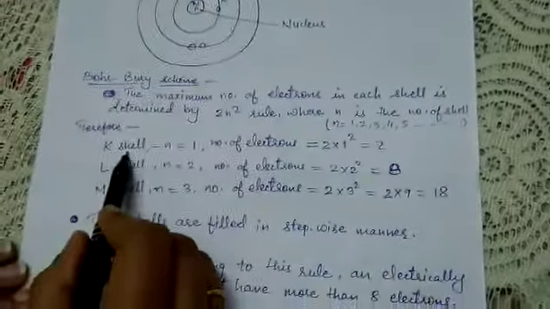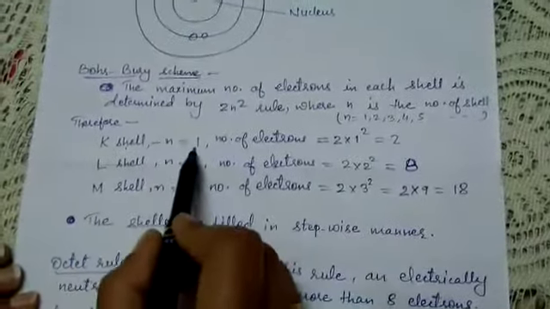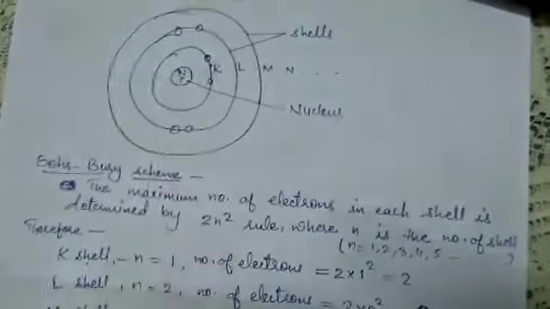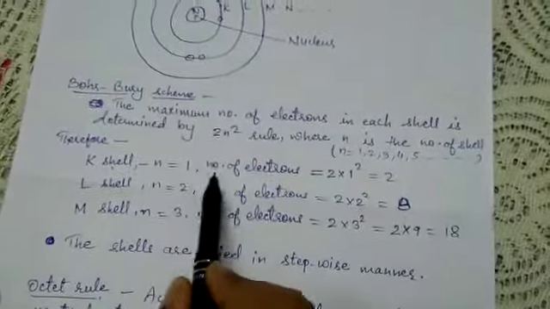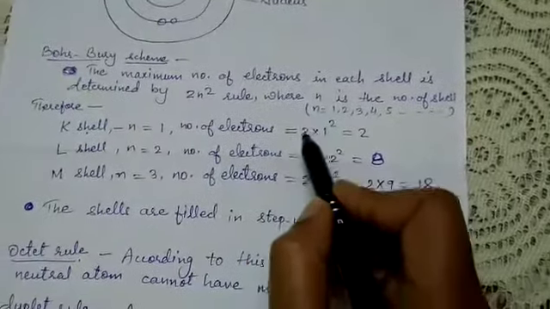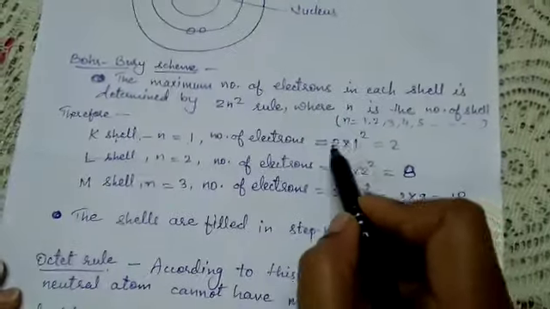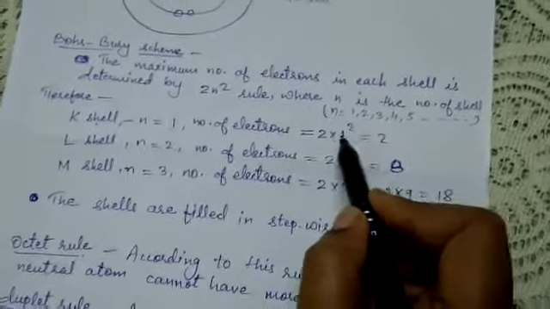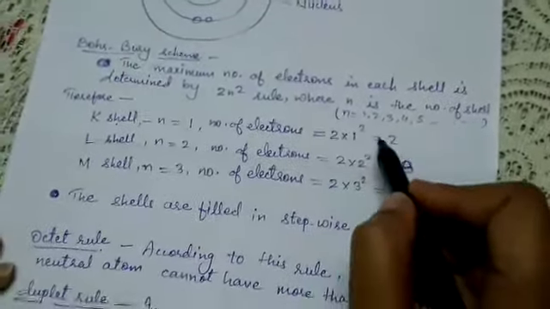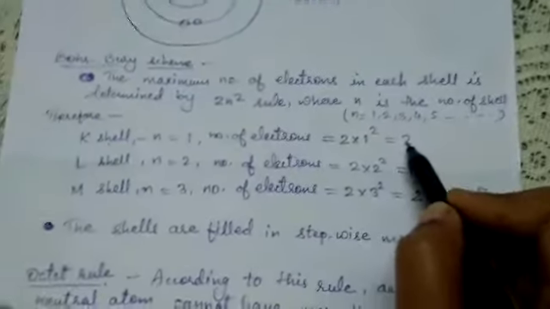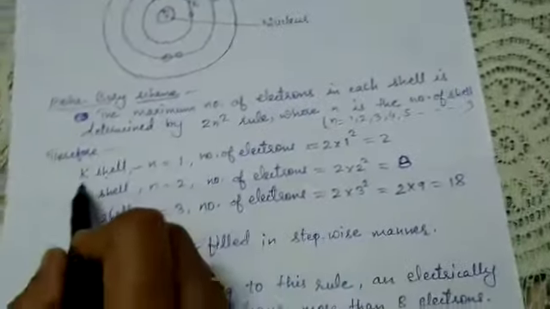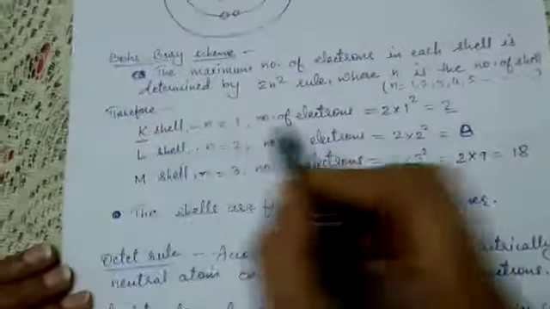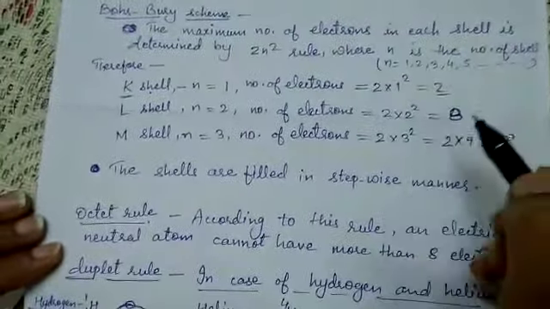Therefore, for the K shell, where n is equal to 1, K is the innermost shell and it is the first shell. So n will be 1 and the number of electrons, according to the 2n square rule, is 2 into 1 to the power 2, which is 2. So the capacity of the K shell is 2, meaning the K shell can accommodate 2 electrons.